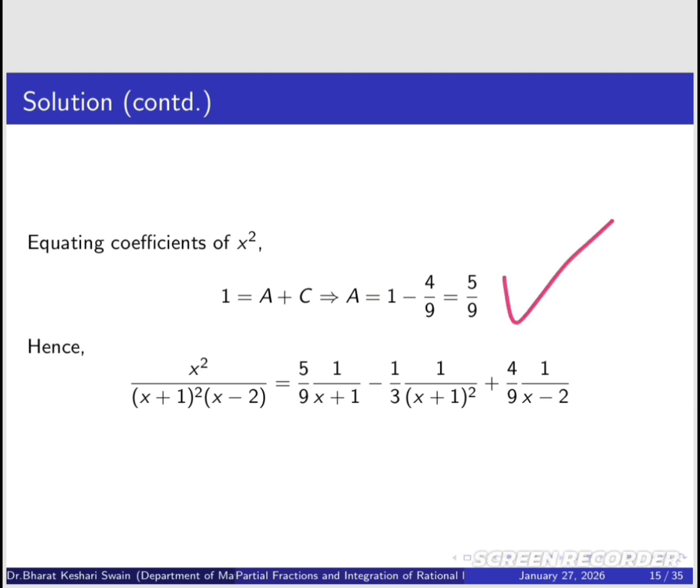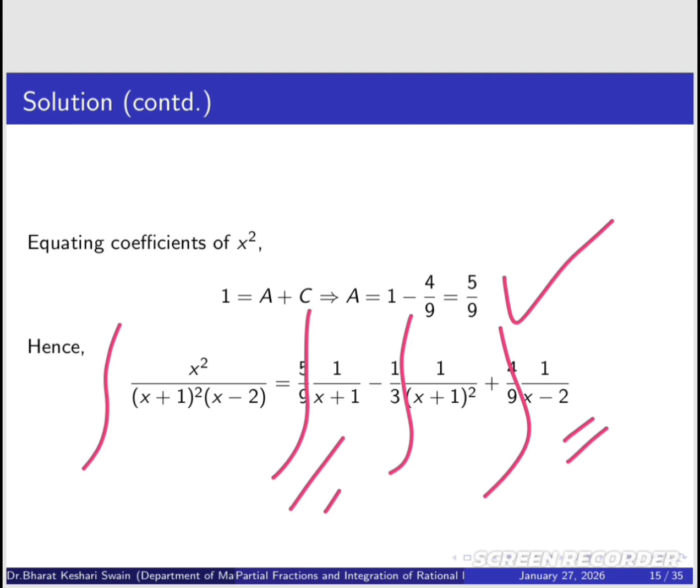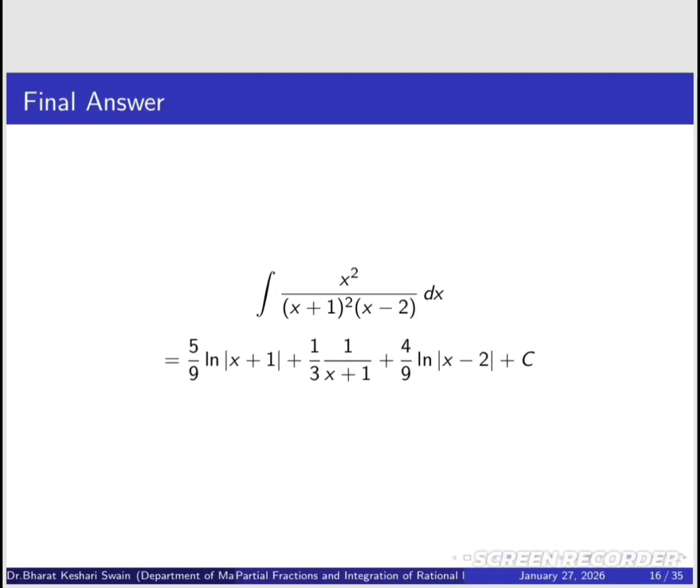Now we got all the values of the constants a, b and c. Just put them here and integrate. So this is your ln of x plus 1, and here you can write x plus 1 to the power minus 2 plus 1 divided by minus 2 plus 1, and this will be ln x minus 2, and this is your result. Clear?